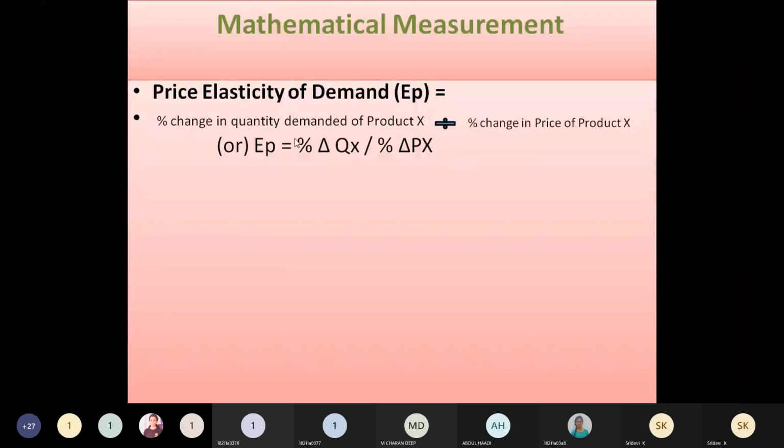So what does this triangle QX stand for? Triangle QX stands for change in quantity demanded of product X, and triangle PX stands for change in price of product X.